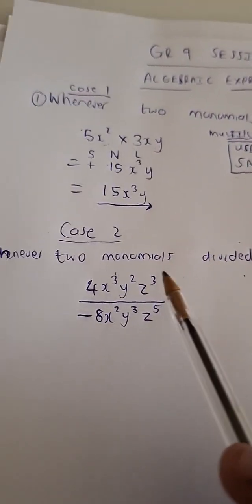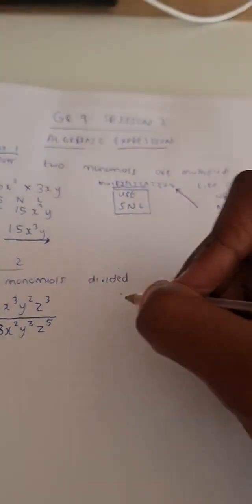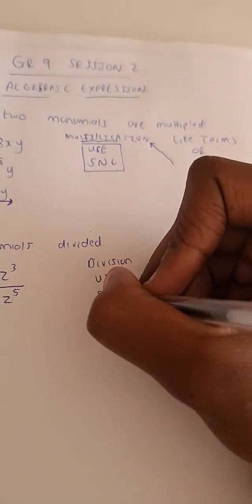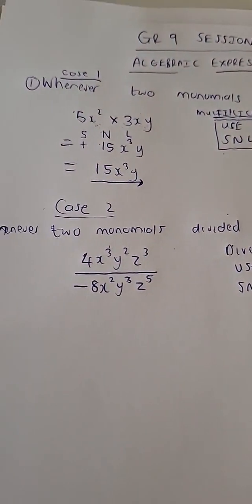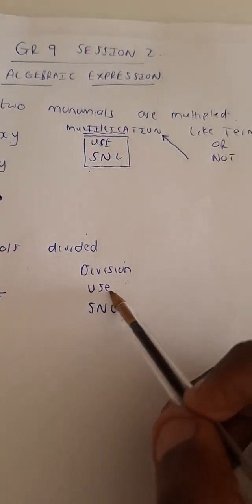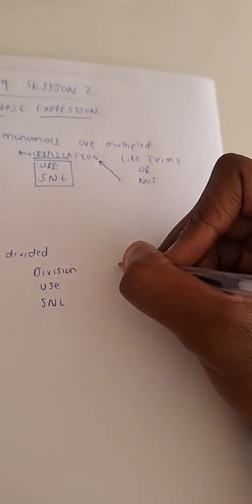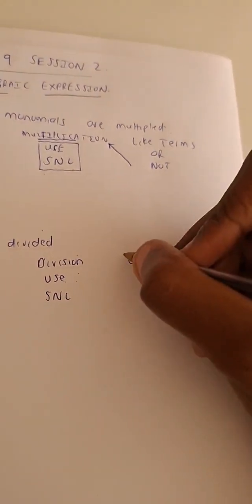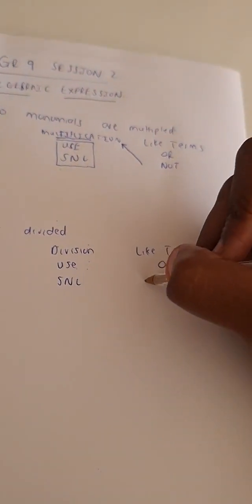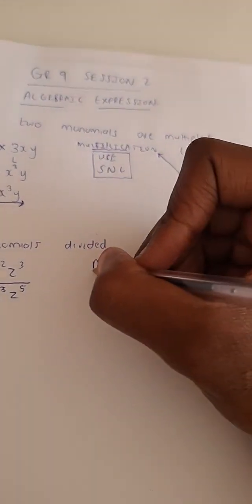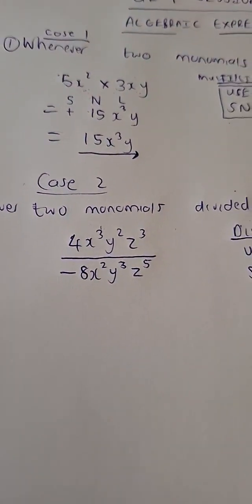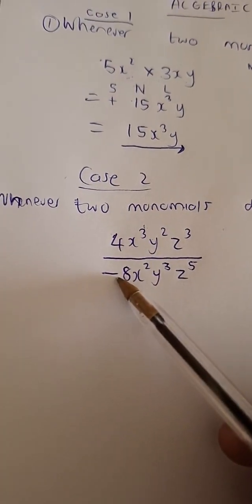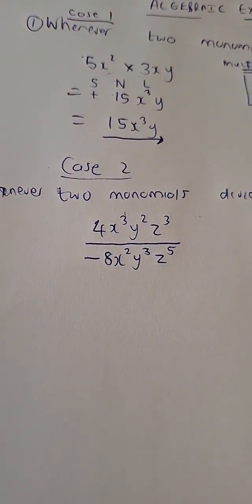Whenever two monomials are divided, what do we know? The show must go on. Division using SNL, whether it's like terms or not. Doesn't matter. Whether it's like terms or not, the show must go on. Division using SNL. So let's go step by step. This at the top is positive, this at the bottom is negative. So therefore division must happen using SNL.